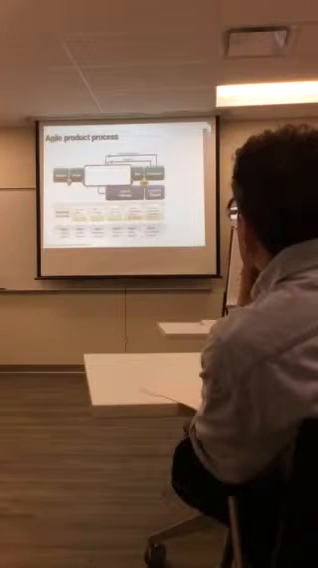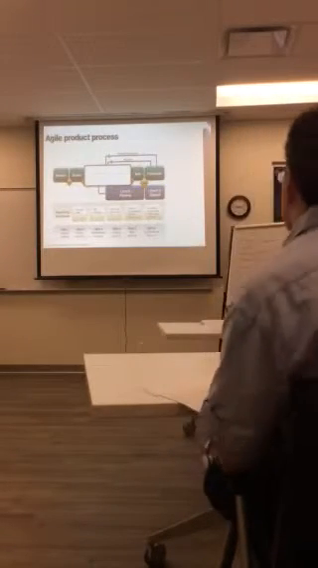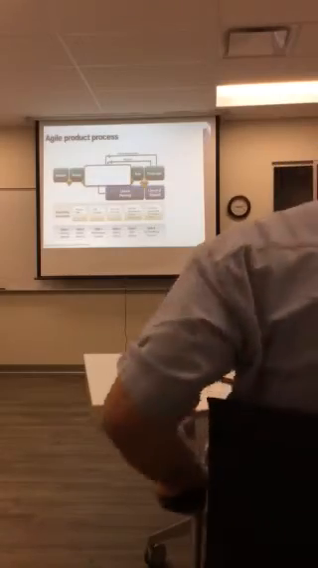So this is the agile product process. What's the first thing that you see compared to the traditional model? If you look in your books, you can compare.